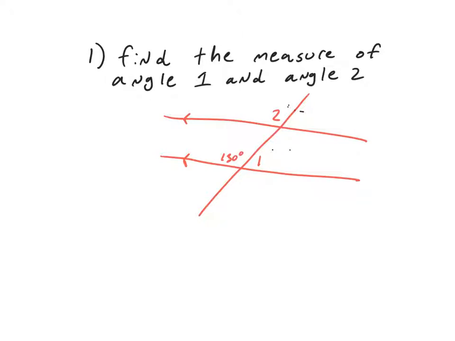Number one is saying find the measure of angle 1 and angle 2. And they give us this measure of 130 right here in this corner. If we look at the 2, it is corresponding to the 130. So angle 2 is equal to 130. And then angle 1 with the 130 makes a straight line. So angle 1 is equal to 180 minus 130, which is 50.